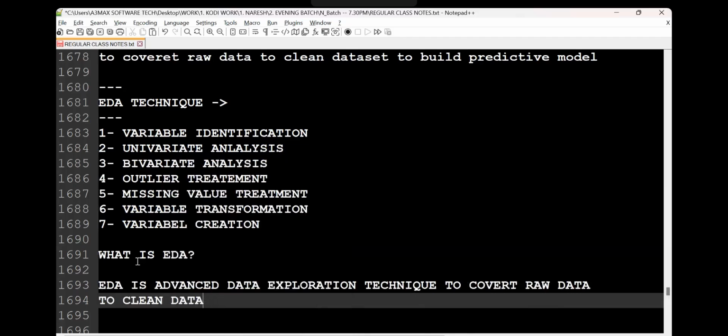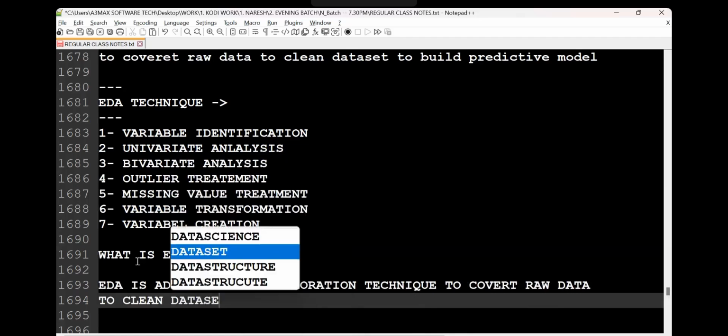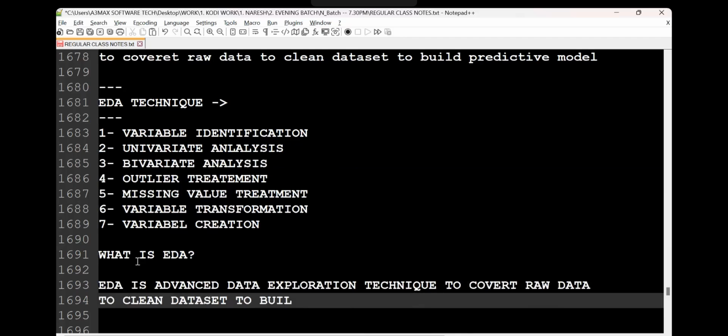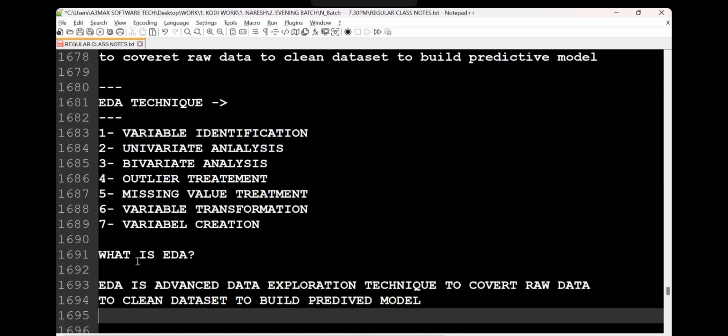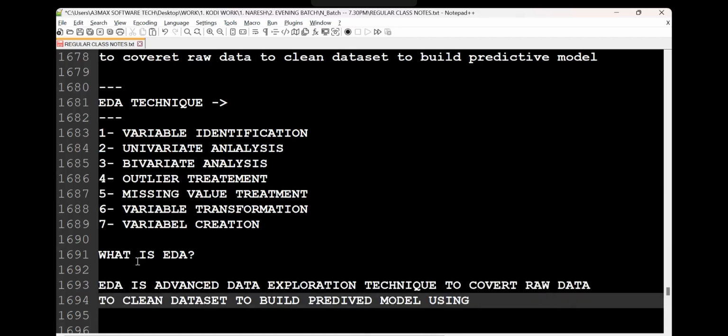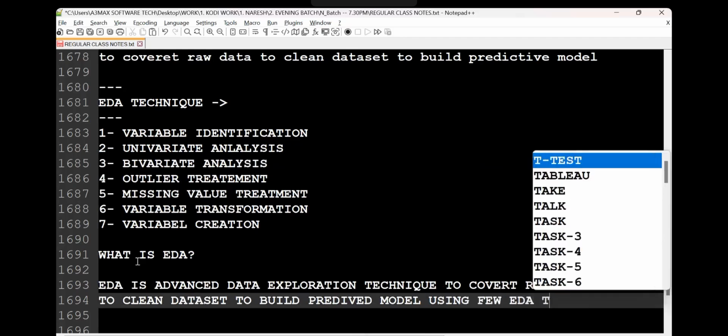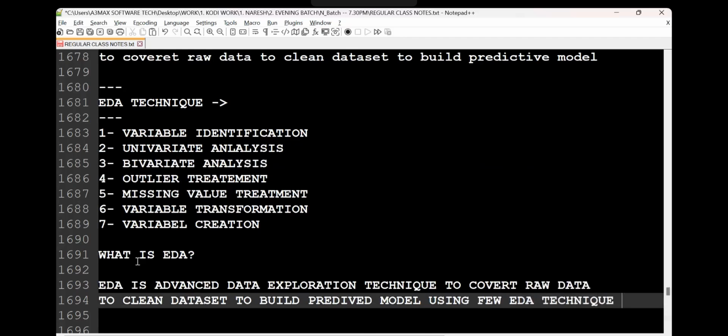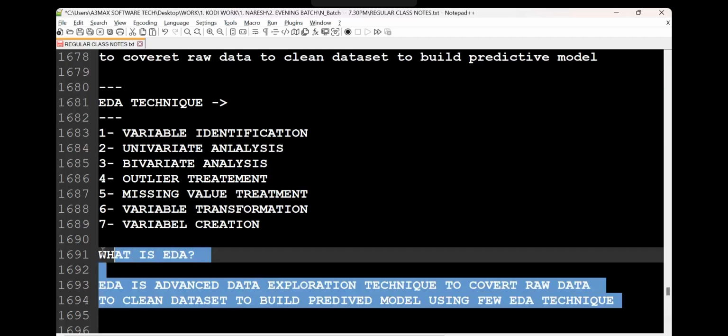Okay, from a raw data set to a clean data set, to build a predictive model. EDA uses a few techniques. And what are the EDA techniques? These are the EDA techniques. Understand? So what is EDA?